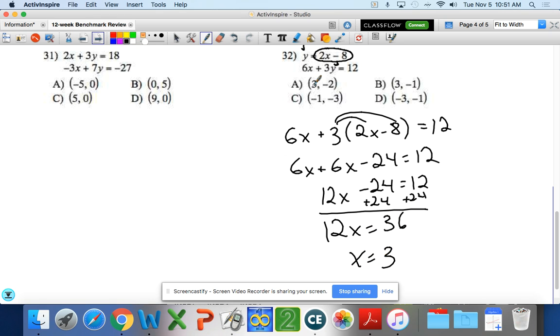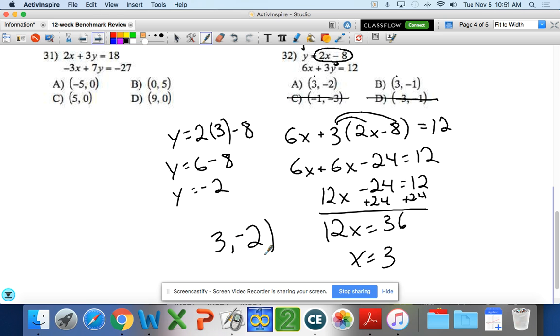Scan the answers. Still in, out, out. So to figure out whether it's A or B, we must plug in this answer of x equals 3. I'm going to plug it in this top equation. It's the easiest one. Y equals 2 times x. We know x. We just found it. It's 3 minus 8. Y equals 6 minus 8. Y equals negative 2. Meaning our final answer should be 3, negative 2. And there it was.